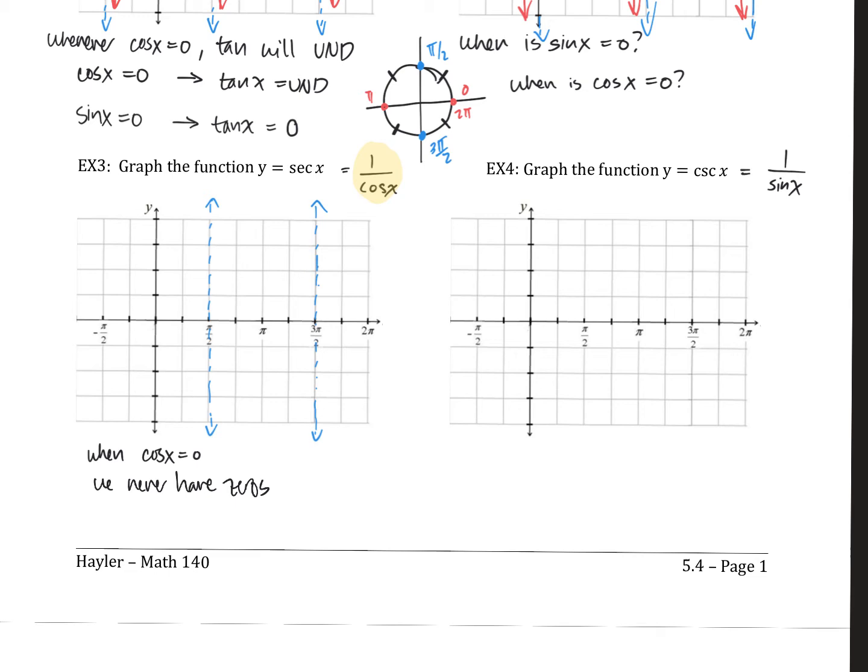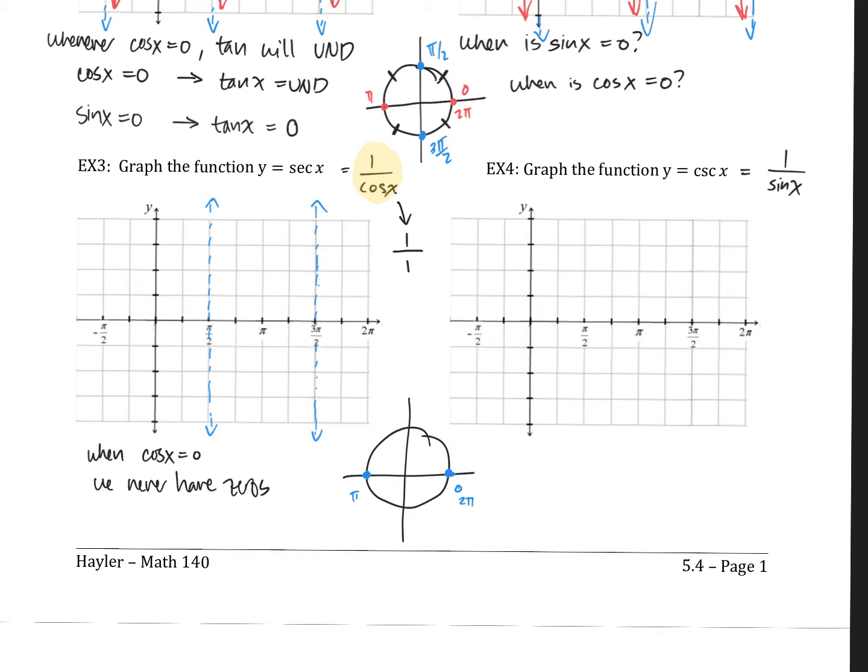Do we have any ones? Well, we'll have ones when cosine is equal to 1, right? Because in order for this fraction here to equal 1, the number on the bottom needs to be equal to 1. So when is cosine equal to 1 on our graph here? Well, cosine is equal to 1 here and here, positive or negative. So that's going to be at 0 or 2 pi and pi. Alright, so those are our ones for cosine.